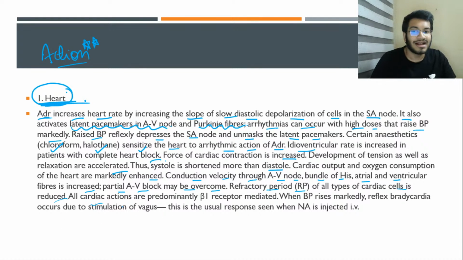And all cardiac actions are predominantly beta 1 receptor mediated. Right. So beta 1 is there. So heart is only having the innervation of the beta 1 receptor. Right.